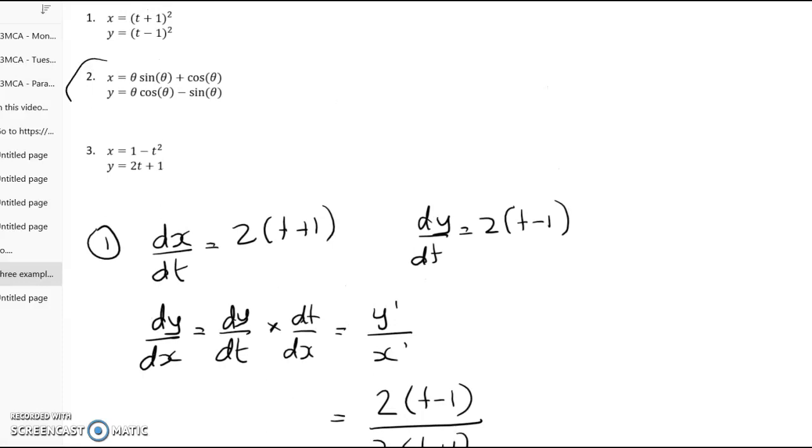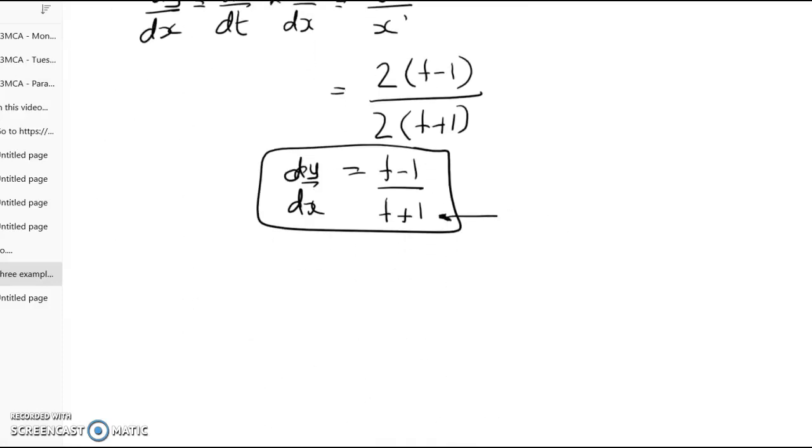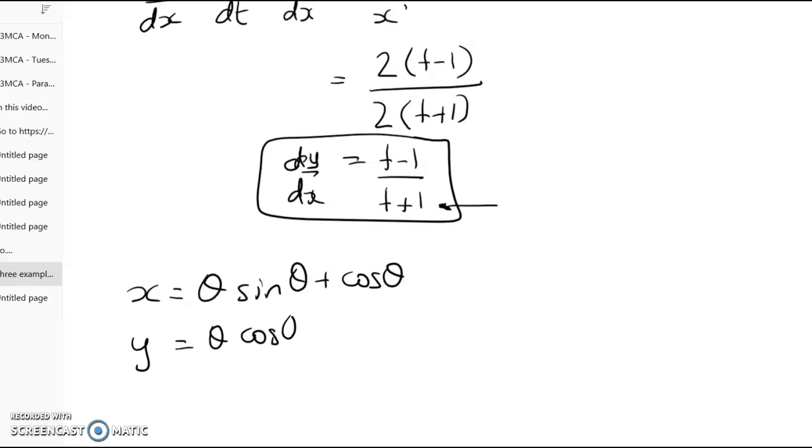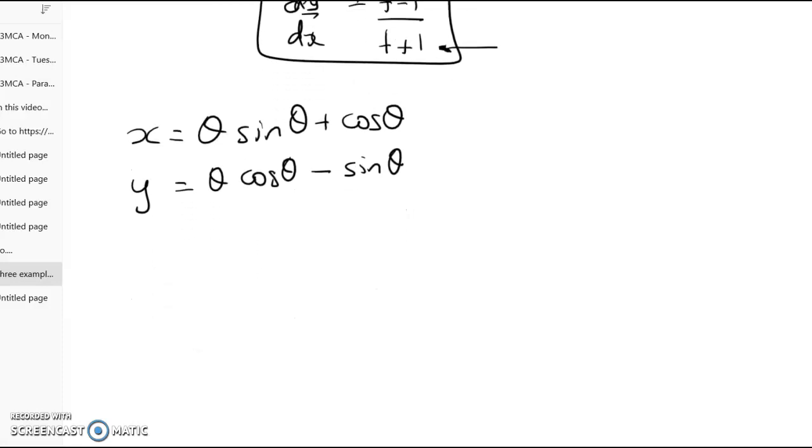Question 2 is a little bit harder. It's got the product rule and it's got some trig derivatives in it. So pause the video and try that one now. And I'll do it here. So x is equal to theta sine theta plus cos theta, and y is equal to theta cos theta minus sine theta. You might want to go back over to Geogebra and just have a look at what that curve looks like.